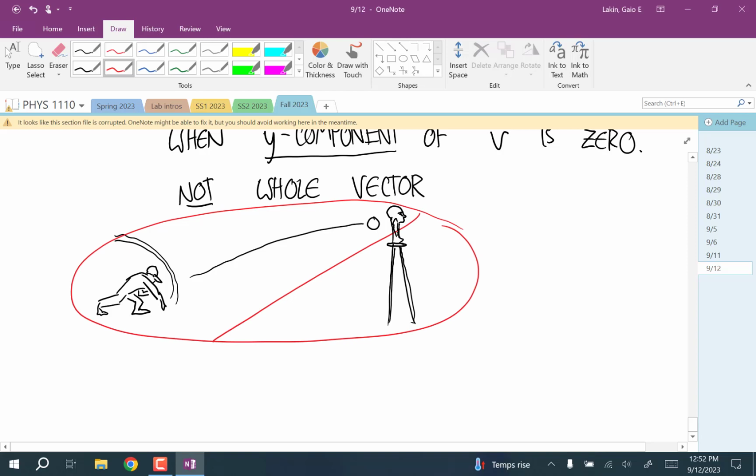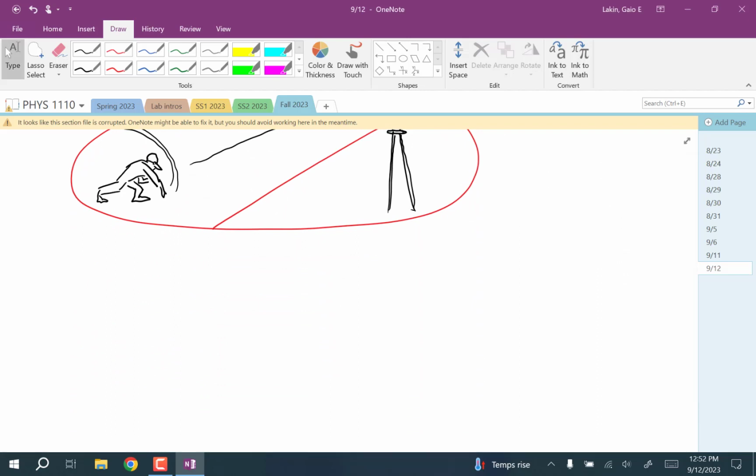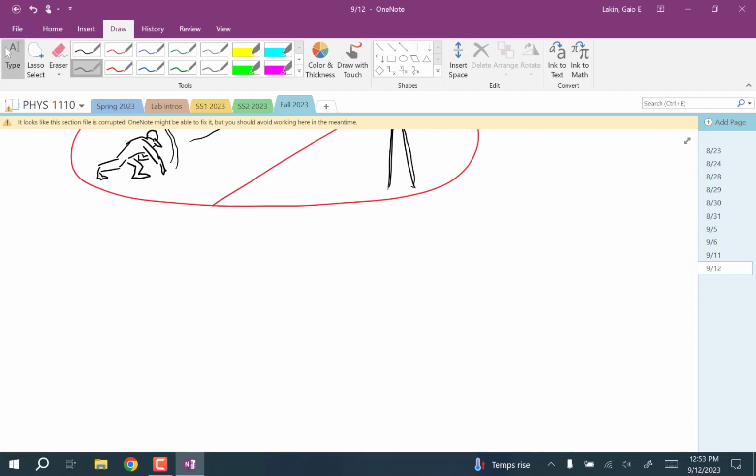What's happening is when this guy throws the ball, the x component is almost 100. It's, say, 98 miles per hour. The y component is, say, 2 miles per hour. Okay? It reaches the highest point when the y component is 0, but the x component is still 98 miles per hour, and it would hurt very, very badly. Okay?